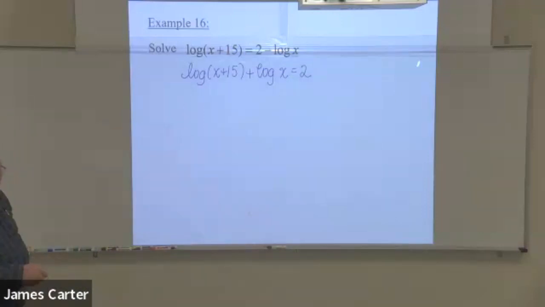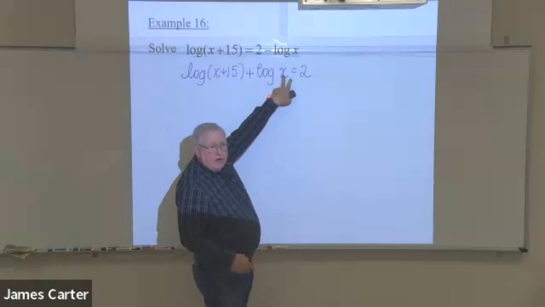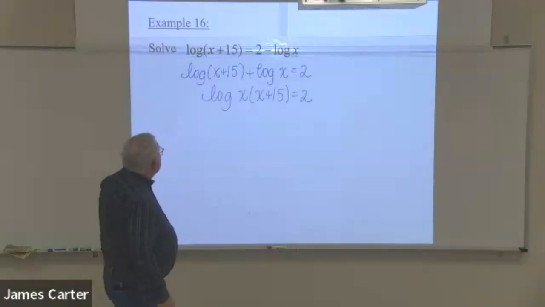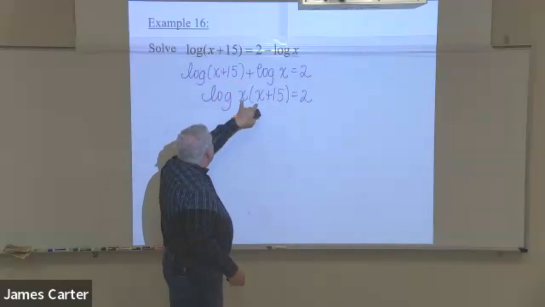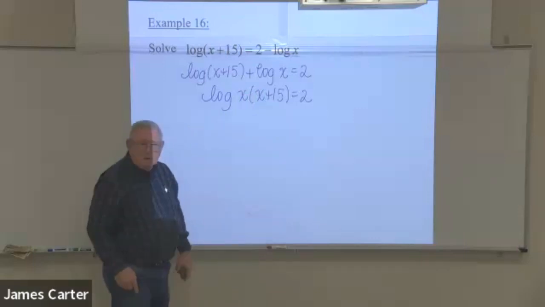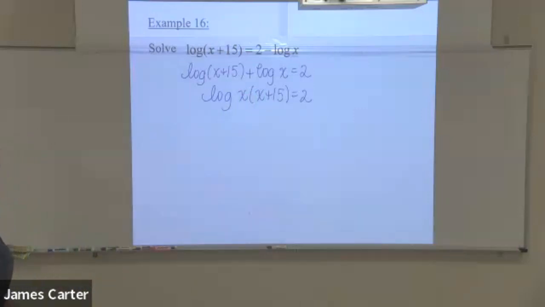Now then, I need to contract these. By the way, speaking of bases, these two are hidden base 10. Numerator here, and I've got another numerator here. So this is going to contract into x times x plus 15. Wouldn't really matter which order you have these two things in. Okay. So now, because we got the number, our strategy is convert to exponential. Base 10. So 10 to the second power equals the argument.